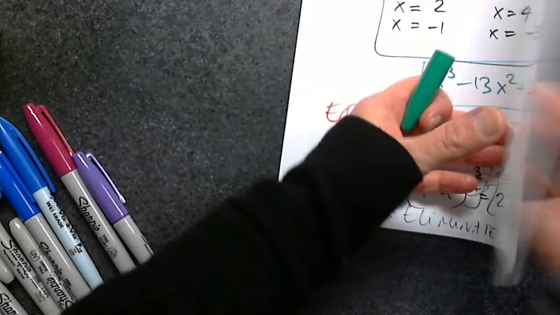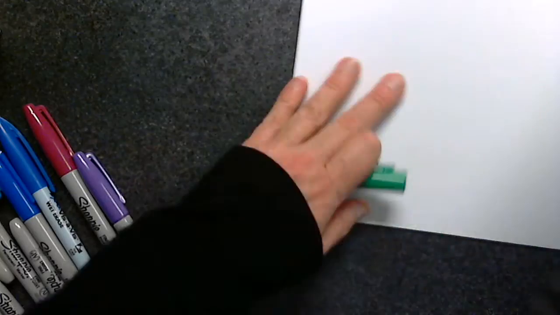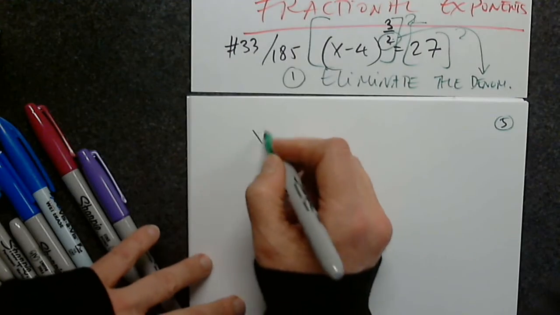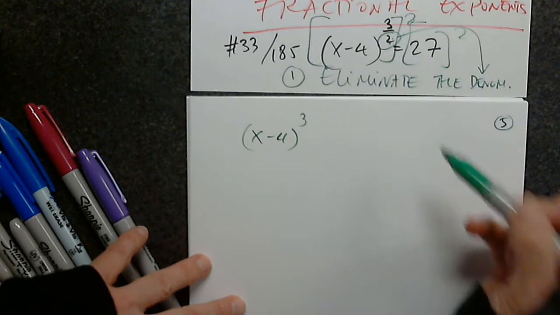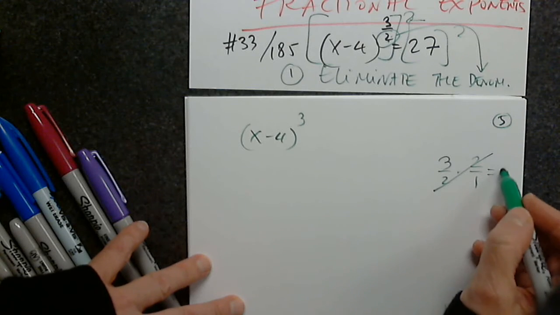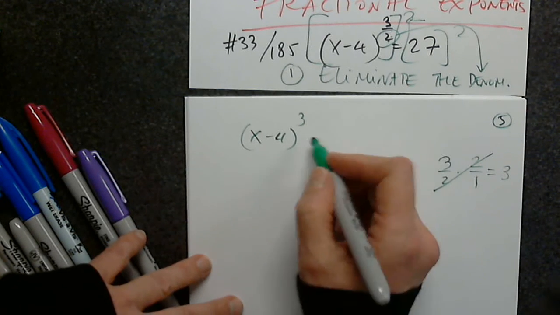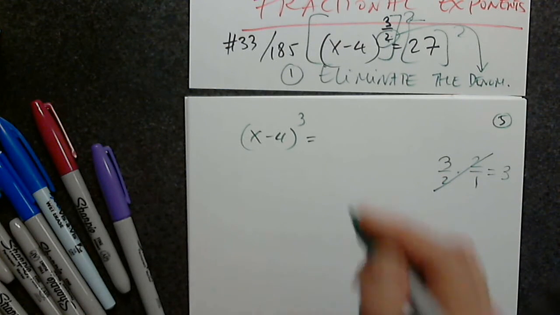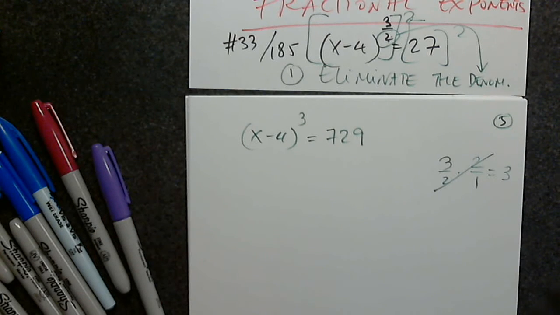So we have (x minus 4) to the 3rd power because I copy the base and multiply the exponents. And when I multiply the exponents, I get 3. Equals 27 squared. 27 squared equals, I got 729. Okay, so I eliminated the fraction. That is the denominator. That is the first step.